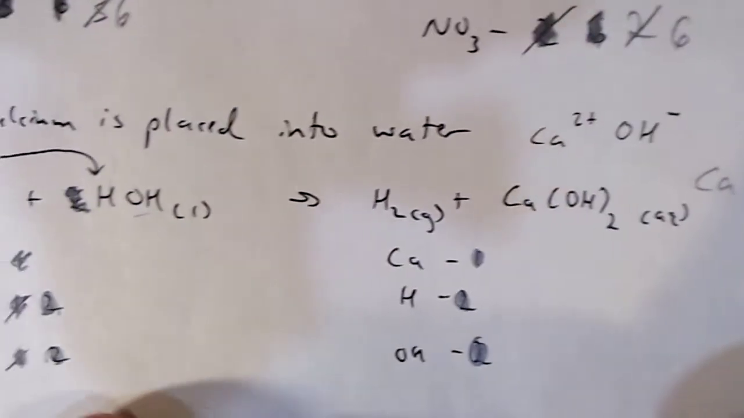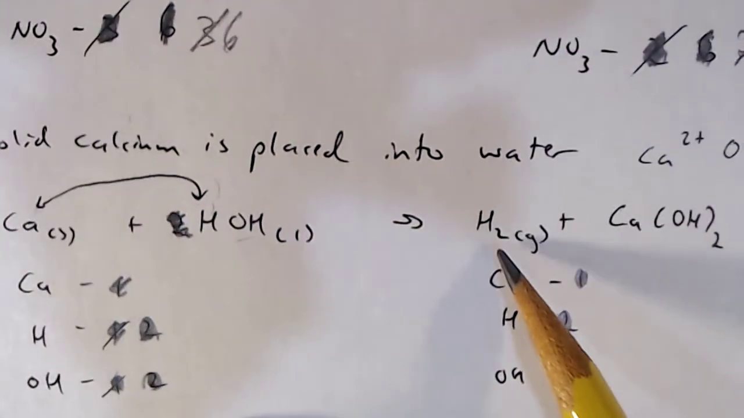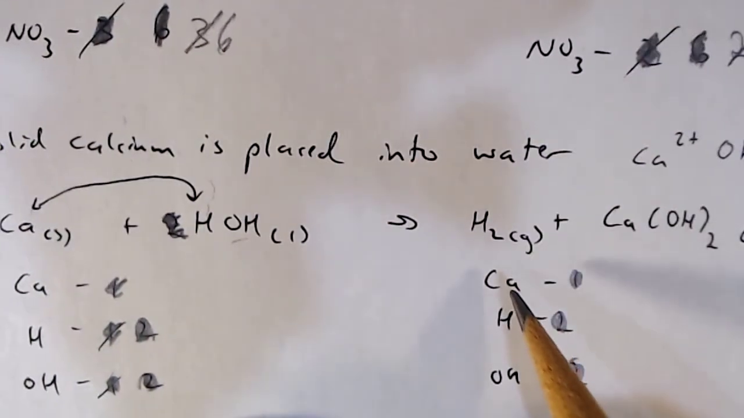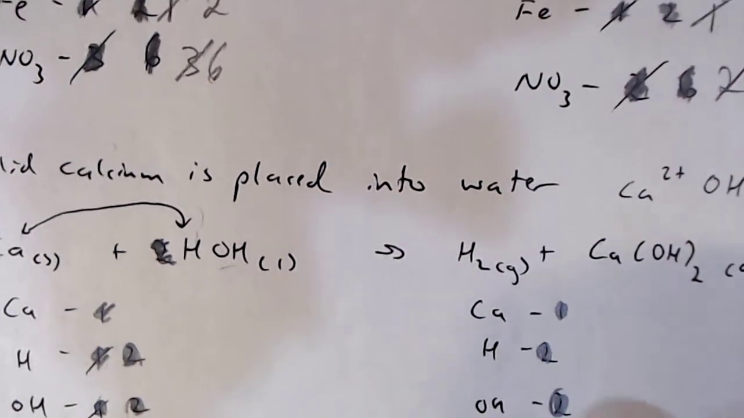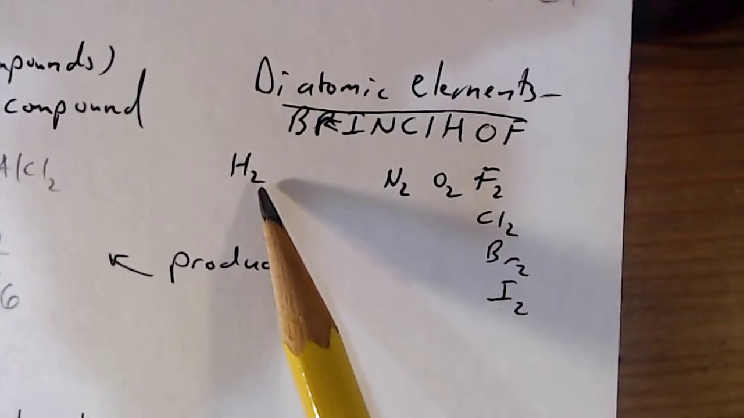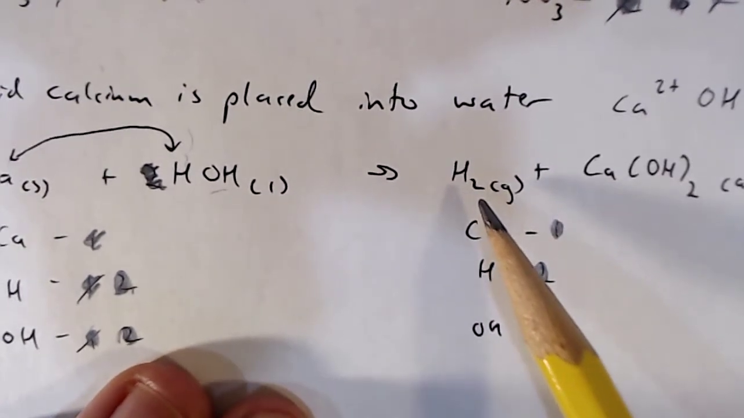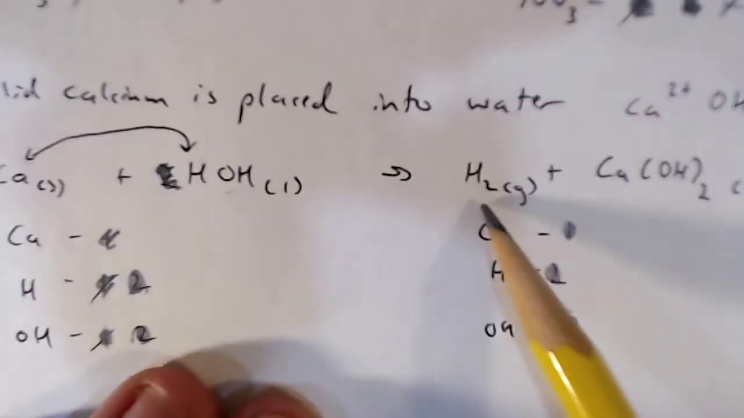And then finally, calcium had switched places with hydrogen, so now hydrogen is going to be alone. But you don't write just H. Hydrogen is a diatomic element. If it's by itself, then it's H2. So you got H2 being formed. You have now reasonable reactants and products.